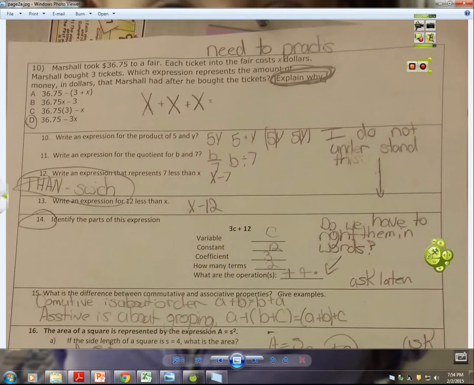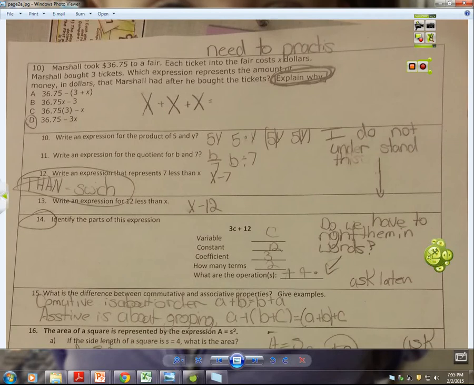So next. Write the expression for the quotient of B and 7. So B over 7, because 7 also means divide. Good. And then B divided by 7. Those are all for 11.